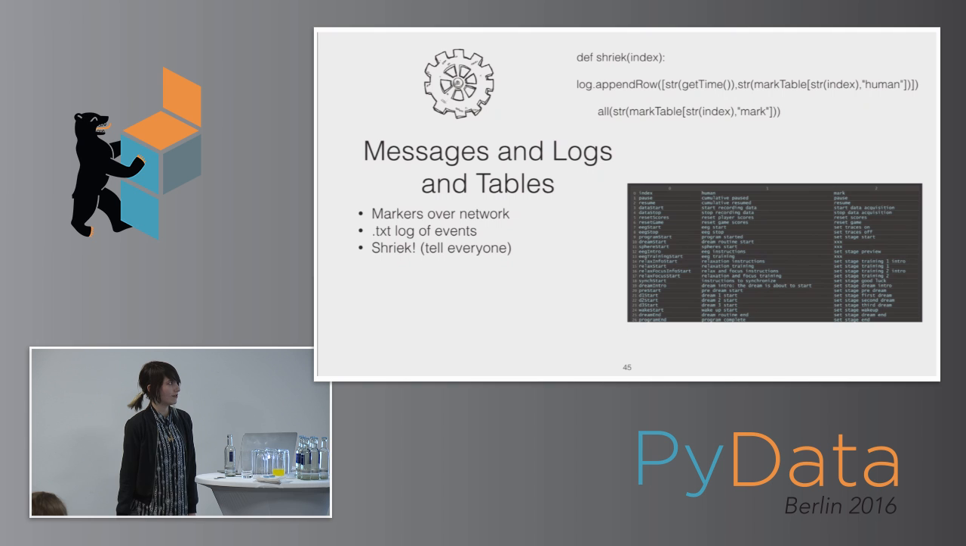On the left, we just have the index for every event that could happen during the experiment. And the second one is the human readable string that I wanted, and the last one is the mark that the BCI team wanted.